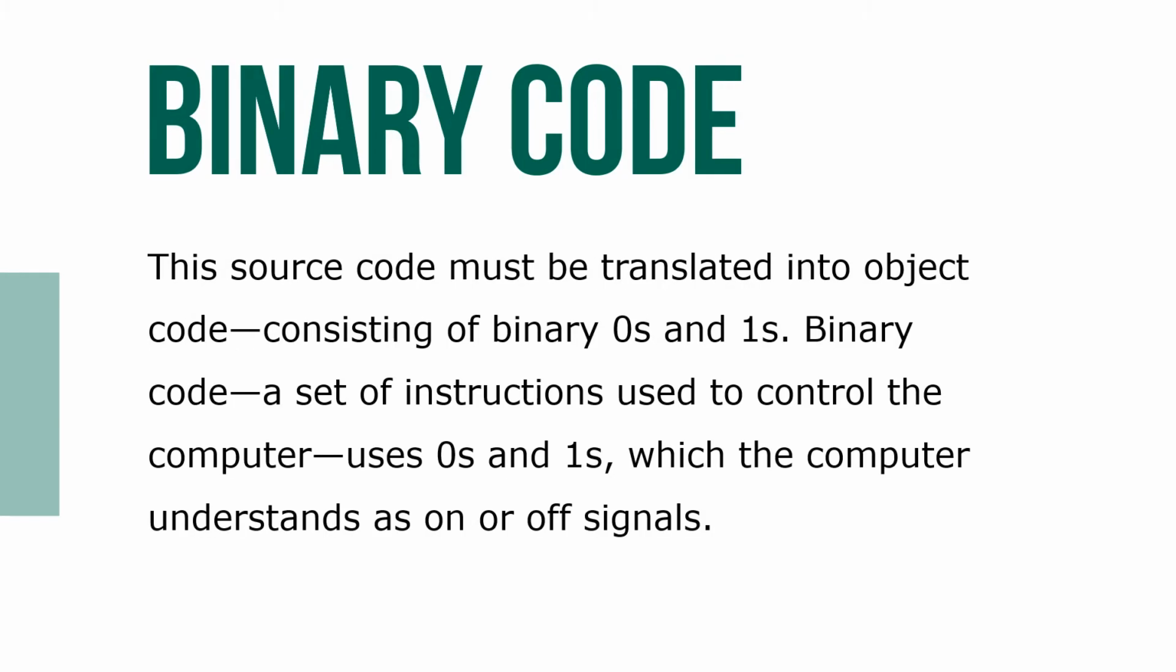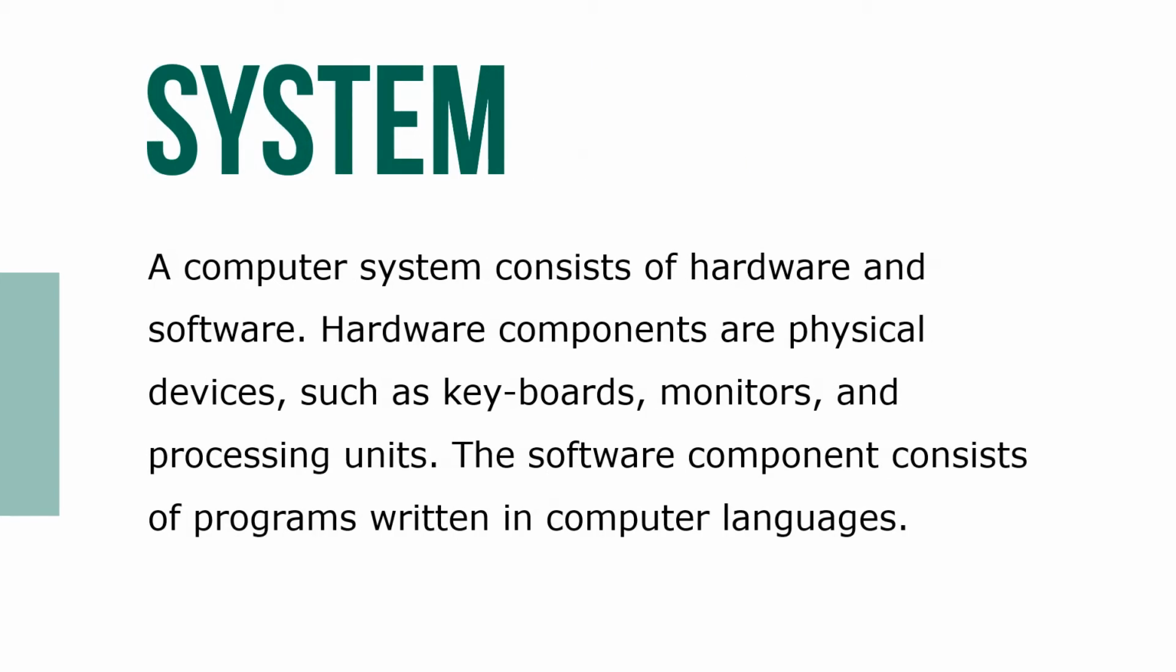This source code must be translated into object code, consisting of binary zeros and ones. Binary code, a set of instructions used to control the computer, uses zeros and ones, which the computer understands as on or off signals. A computer system consists of hardware and software. Hardware components are physical devices such as keyboards, monitors, and processing units. The software component consists of programs written in computer languages.